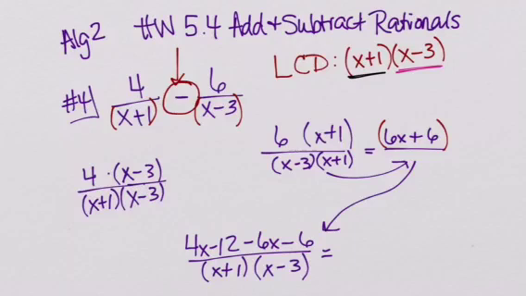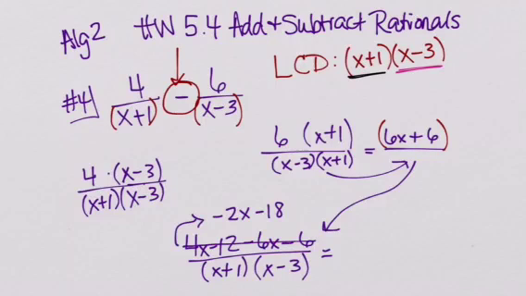Now I just want to simplify this top. So look at the top here. Let's just bring him up here for a second. 4x minus 6x, oh, minus 2x. Negative 12 minus 6, oh, negative 18. That's what the entire top looks like when I simplify him, all over the same denominator that it's all over.